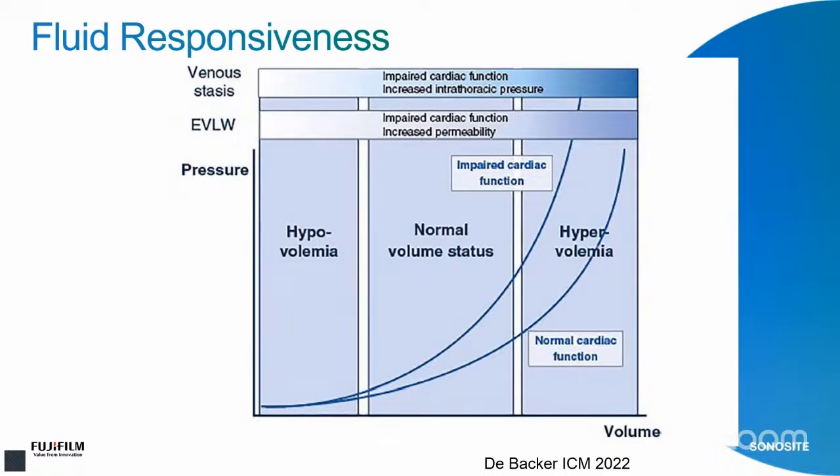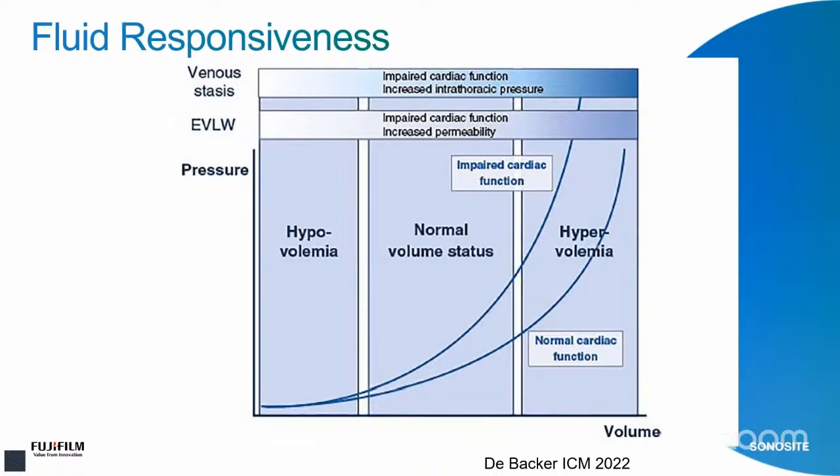graphic shows from DeBacker, that while we may still be on the part of the Frank-Starling curve where adding additional fluid to the patient improves cardiac output, we also could be on the part of the curve where there are steep increases with permeability of the capillaries. So while we're improving cardiac output, we're also causing more leaking into the lungs, that EVLW, extravascular lung water, which can cause more harm than benefit, especially if we already have adequate oxygen delivery to tissues.